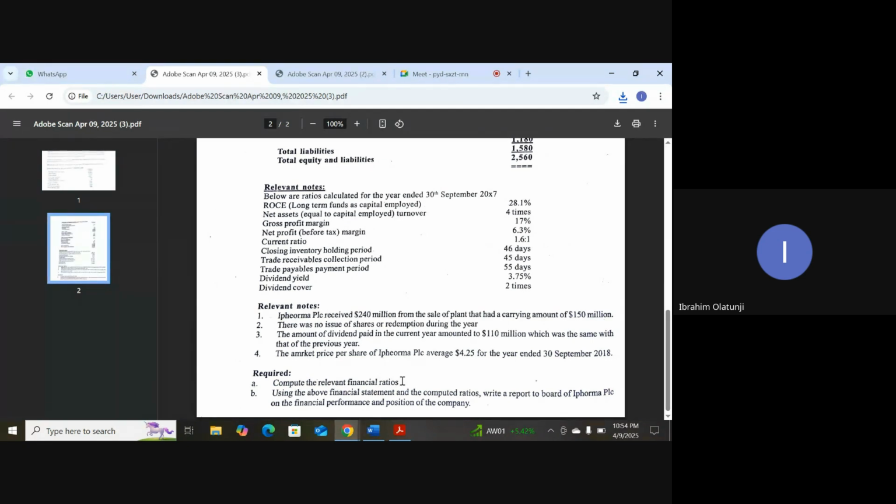Can you see now? Can you see what they mention here? Yes, sir. Compute the relevant financial ratio. You can see that they didn't mention whether gross profit ratio is the relevant financial ratio. So you now begin to calculate the relevant financial ratio.